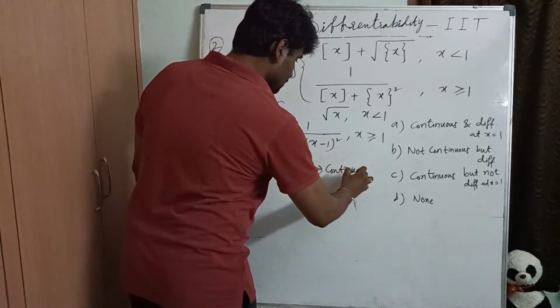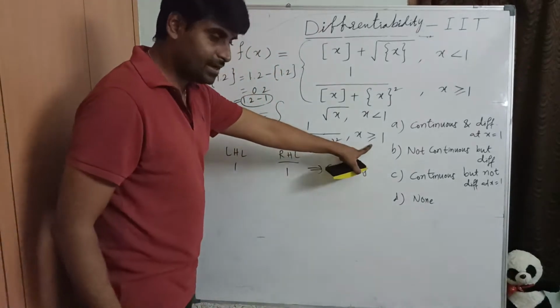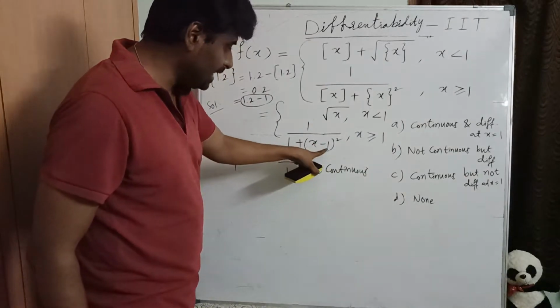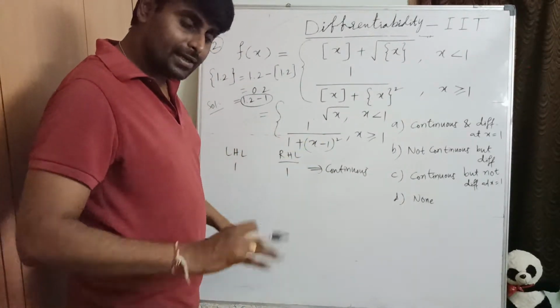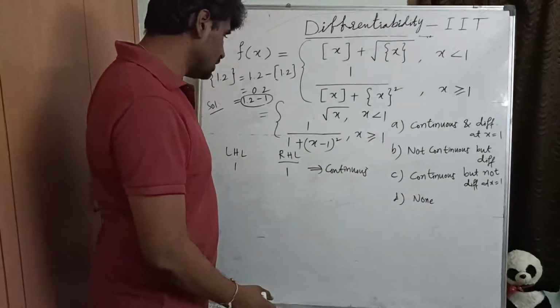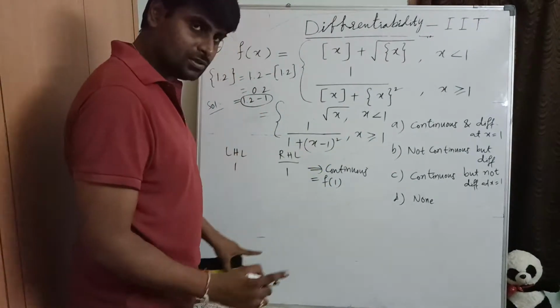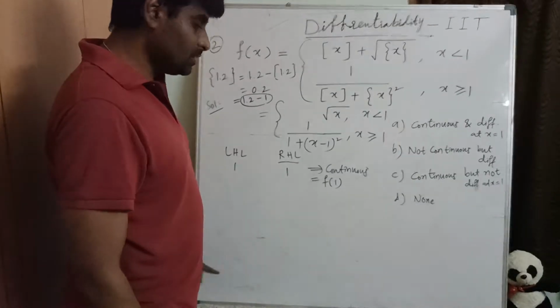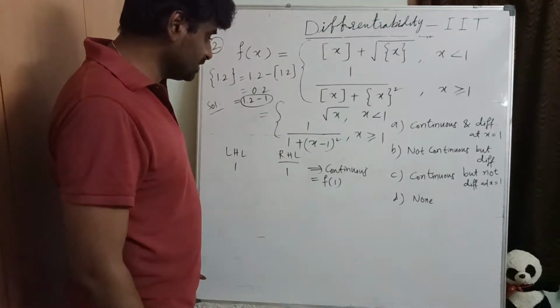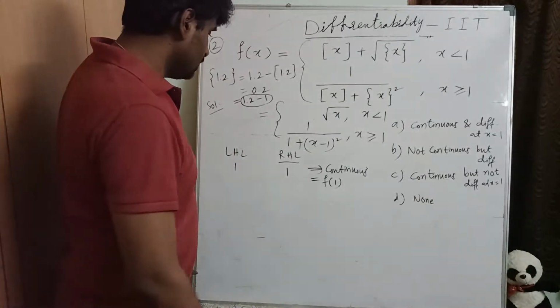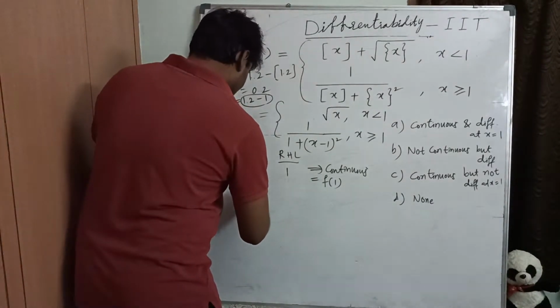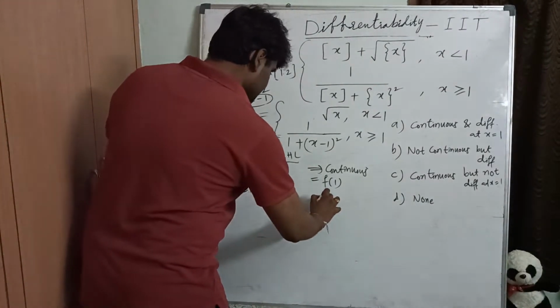Even that is equal to function value also, f of 1. F of 1 also if you put 1 directly, that is also 1. So LHL equal to RHL equal to function value also. So it is equal to f of 1 also. If you substitute 1 directly also, that will be equal, correct? So it is continuous. Now let us go for checking differentiability. Okay. So for differentiability, we will check LHD, RHD.